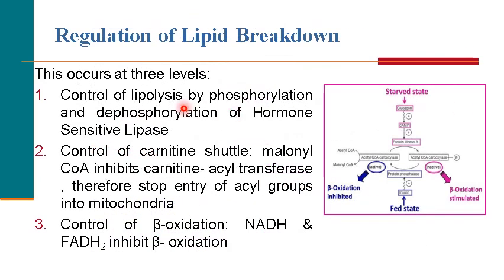The pathway of lipid breakdown is regulated at three levels. First is the control of lipolysis. We have seen lipolysis regulated by phosphorylation and dephosphorylation with the help of hormone sensitive lipase. Then it is controlled at the carnitine cycle. Malonyl coenzyme A inhibits carnitine acyltransferase, therefore stopping entry of acyl groups into the mitochondria. And finally, it is also controlled at the beta oxidation point. High production of NADH and FADH2 could also inhibit beta oxidation.